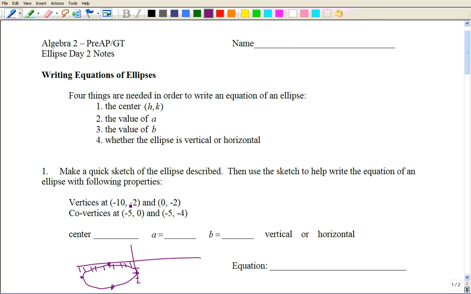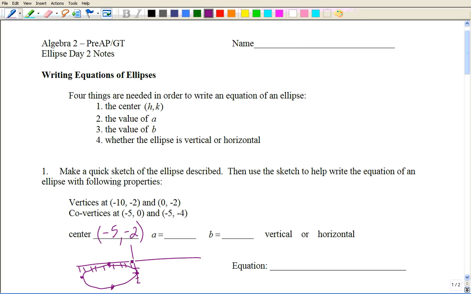for the vertices and co-vertices, if I choose either group, the vertices or the co-vertices, I can find the midpoint of either one. So looking at the vertices, -10, -2 and 0, -2, halfway between would be, using the midpoint formula, -10 plus 0 divided by 2, that's -5, -2. Could have done the same thing with the co-vertices. The x value would have stayed the same, but the y value, 0 plus -4 divided by 2, is -2. That's where the center is from.